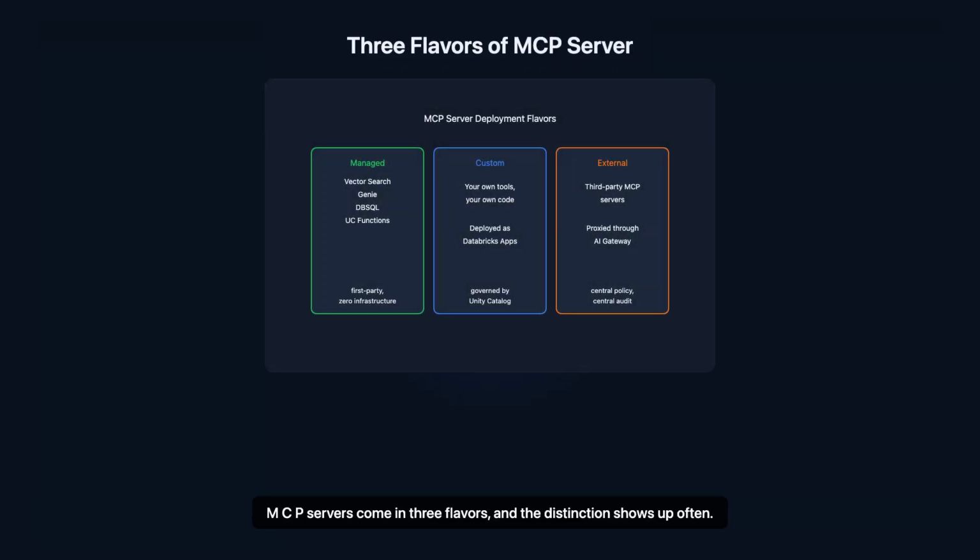MCP servers come in 3 flavors, and the distinction shows up often. Managed MCP servers are the first-party ones: Vector Search, Genie, Databricks SQL, and Unity Catalog functions. You get them with 0 infrastructure to manage. Custom MCP servers are your own tools and your own code, deployed as Databricks apps and governed by Unity Catalog. External MCP servers are third-party services, proxied through AI Gateway for central policy and central audit. The choice depends on where the tool lives: built into the platform, built by you, or built elsewhere.